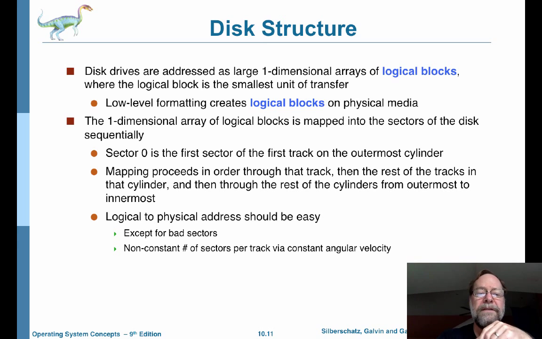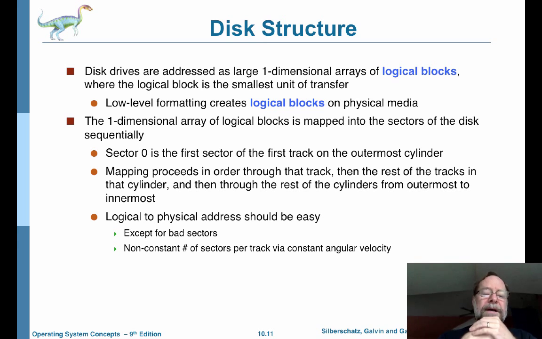The one-dimensional array of blocks gets mapped into sectors of the disk sequentially, so the blocks will be numbered. Block 0 will be in the first sector of the first track. Then you have block 1, block 2, so sector 0, sector 1, sector 2. They'll be mapped around like that as you go. Once you've filled up all the sectors on one track, you move into the next track in, and you continue filling out your sectors or blocks as you go around that ring as well.